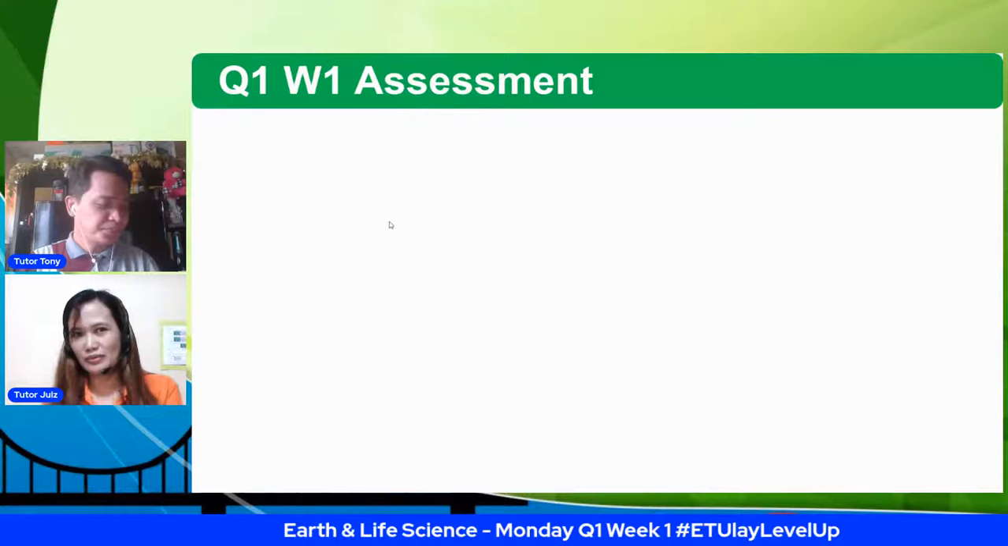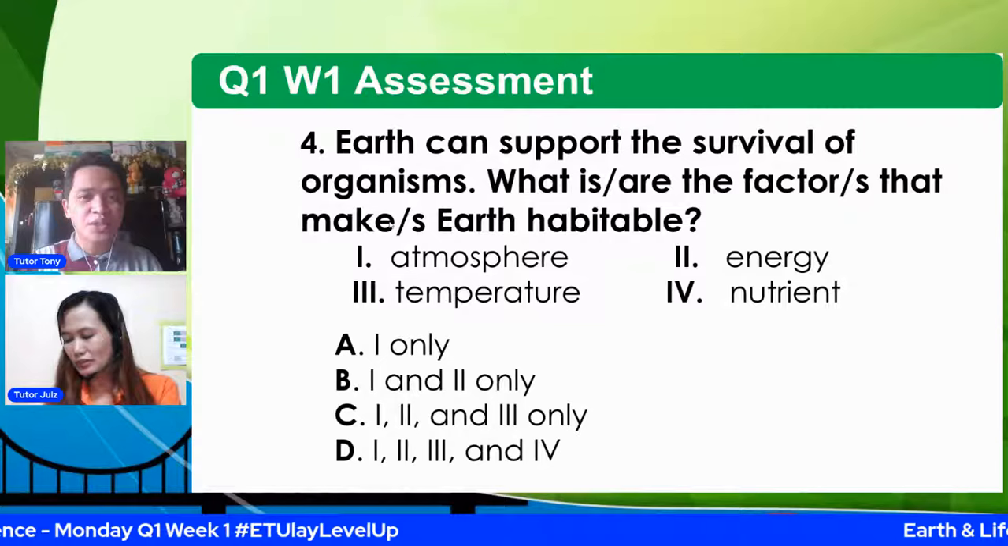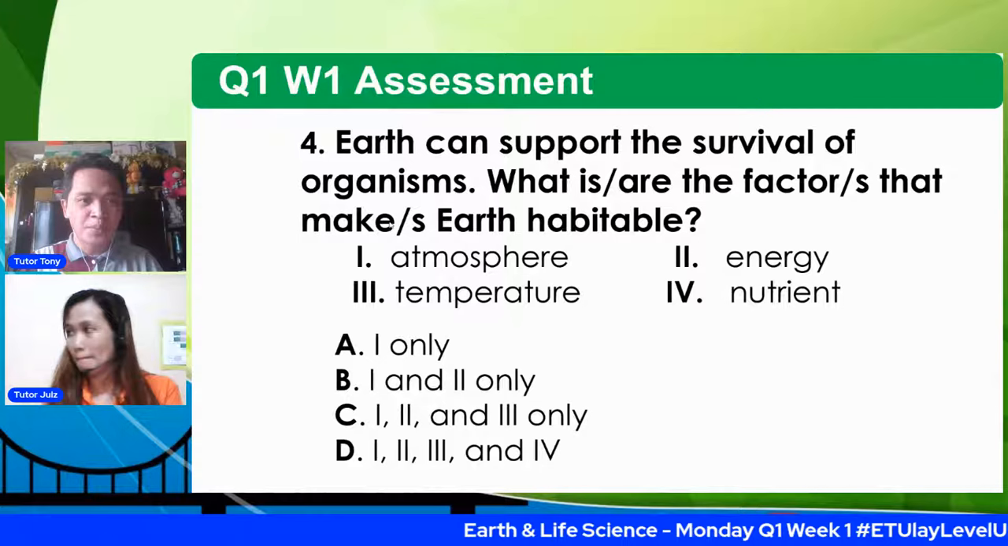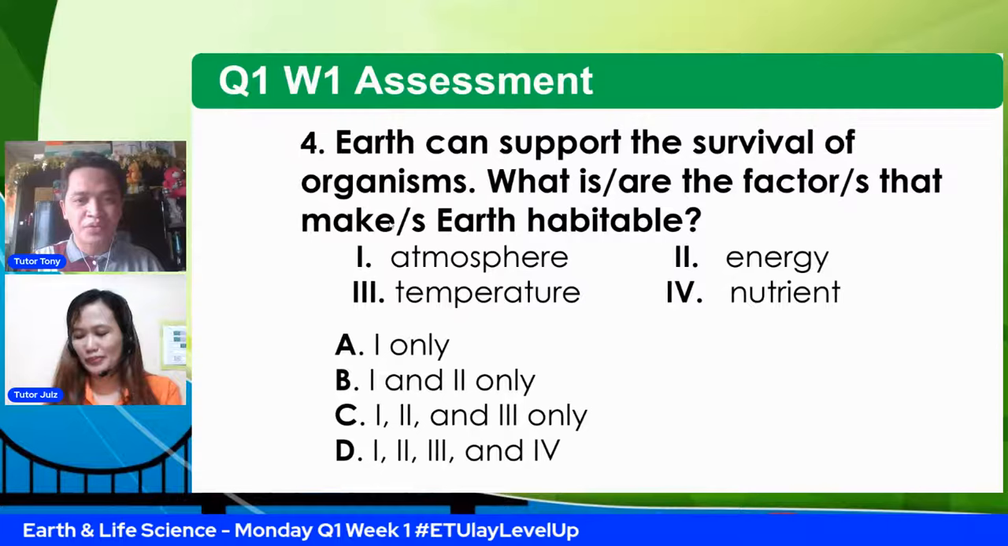Earth can support the survival of organisms. What is or are the factor or factors that make or makes Earth habitable? So, Roman numeral number 1, atmosphere. Roman numeral number 2 is energy. Number 3 is temperature. And number 4, nutrient.